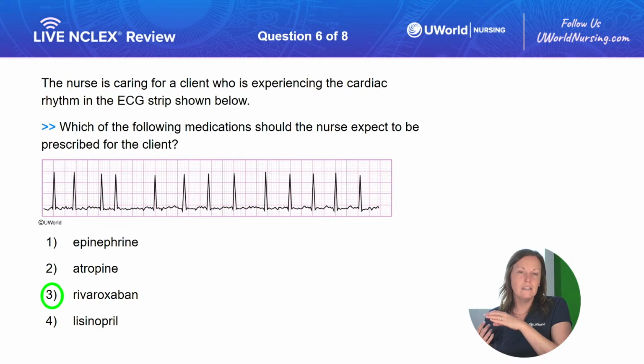So these clients need to be on lifelong anticoagulation, and rivaroxaban is that medication. It's an anticoagulant. It's going to help make our blood a little bit thinner, decrease that risk for clot formation, and lower that risk for stroke as much as we can. The other options are not really what we're expecting in this situation. Again, we are looking for anticoagulation when we have AFib. Good work, you guys.